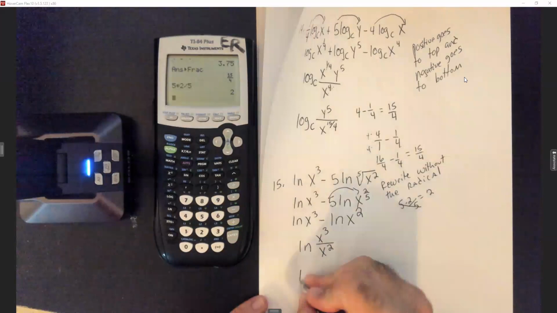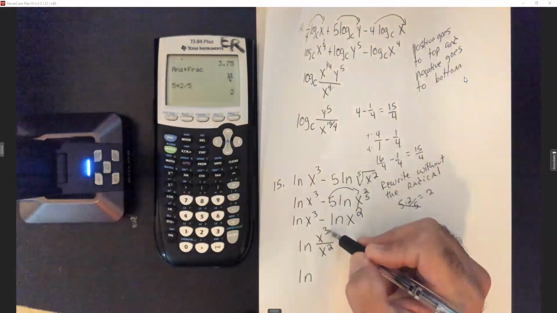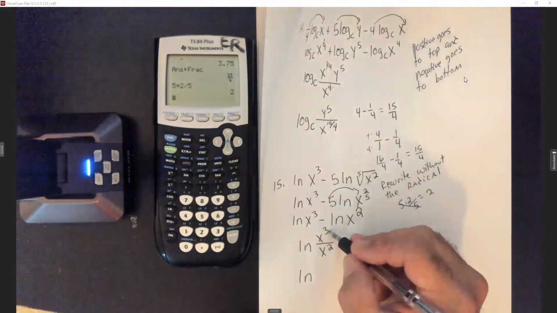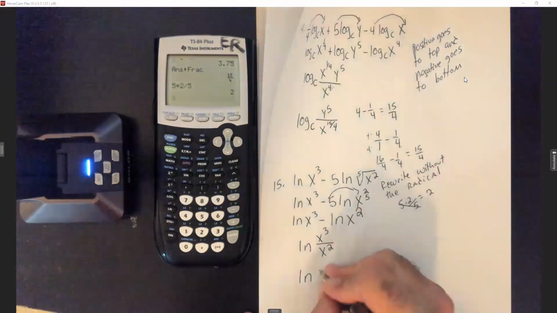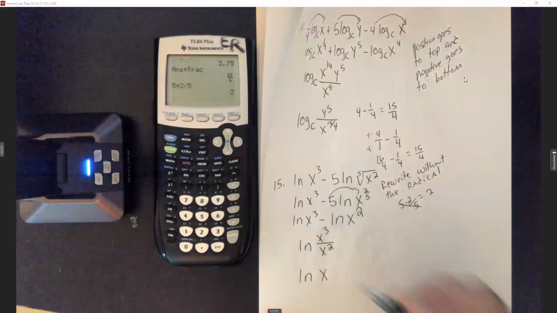All right, to simplify that, this has a bigger exponent on top, so my answer will stay on top. And then 3 minus 2 leaves me an x to the first. But remember, we don't have to write that 1 on these. It's understood to have that 1 there, okay?